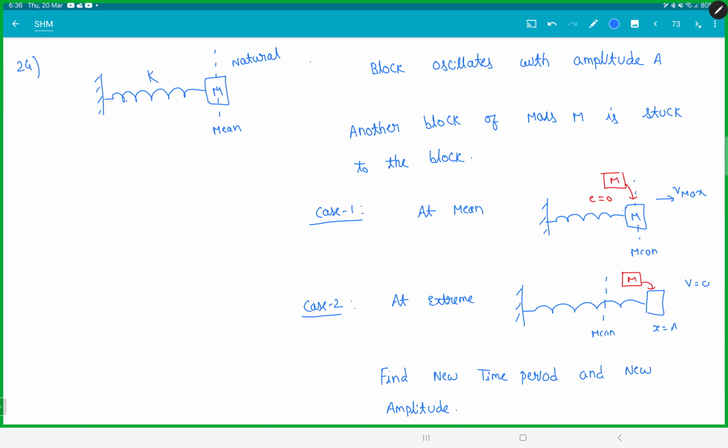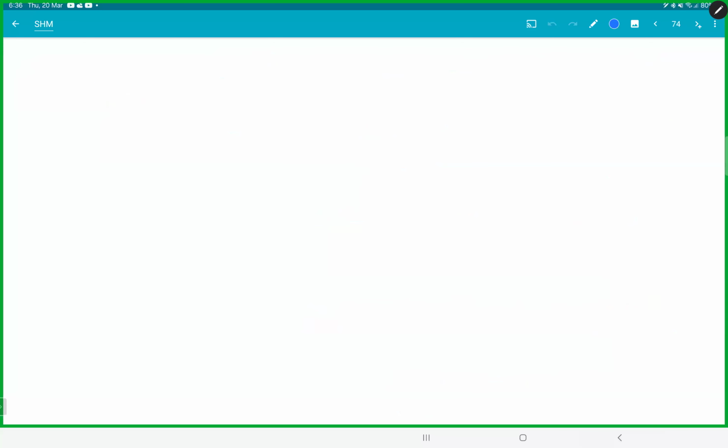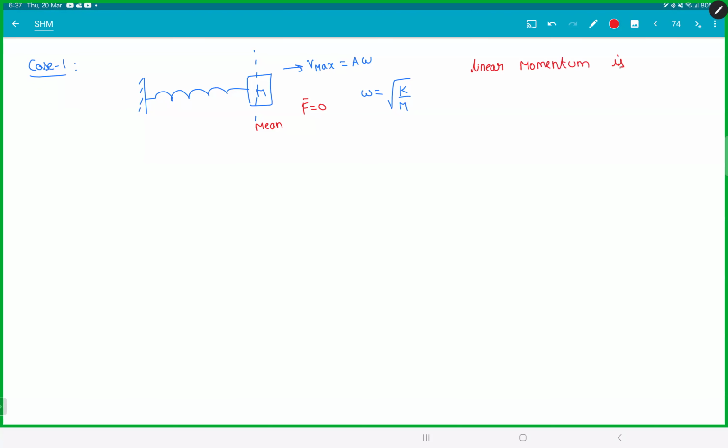Let's see. The first case, the amplitude is A. So at the mean position, your speed is maximum, which is A omega. Omega is root over k by m. Since you're at the mean position, what is the net force? Since this is the mean position, force is 0. So if force is 0, then linear momentum is conserved. You're getting it? At the mean position, when the block suddenly gets stuck, the linear momentum is conserved.